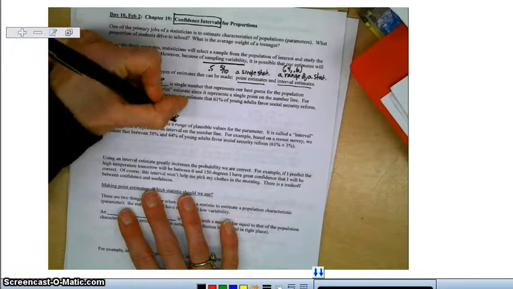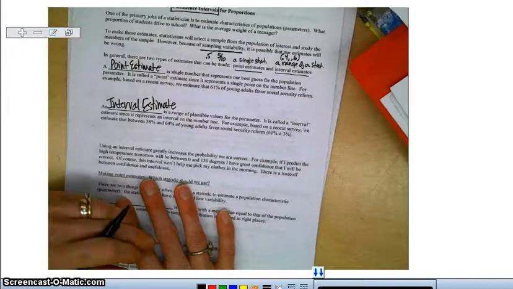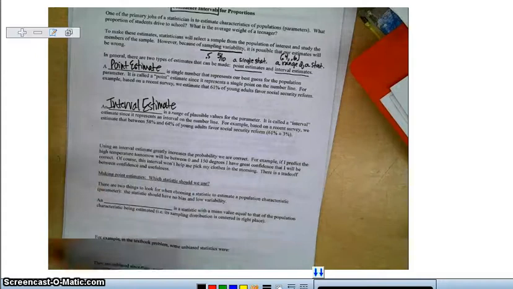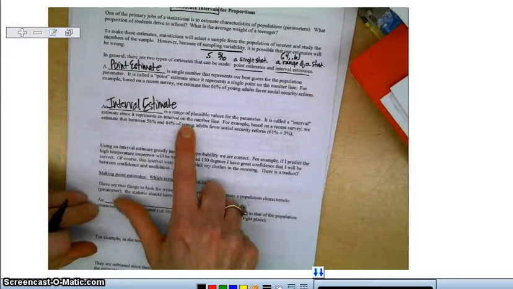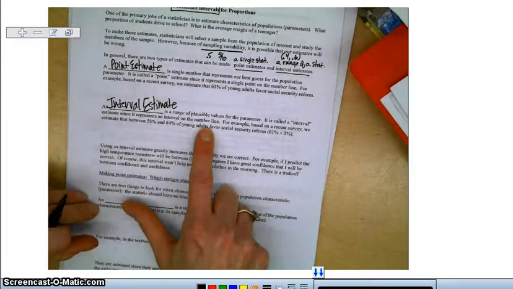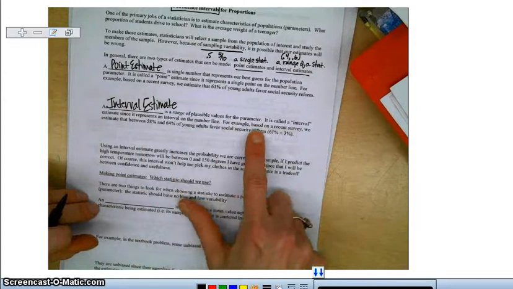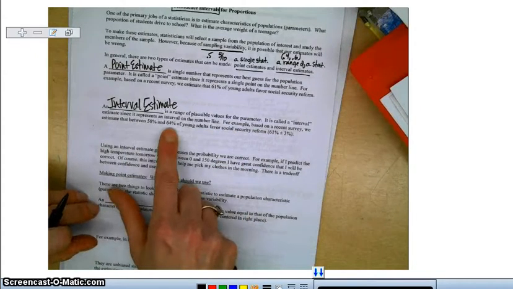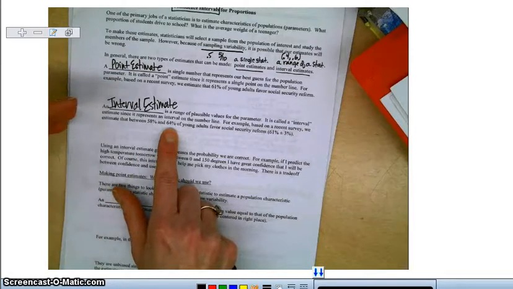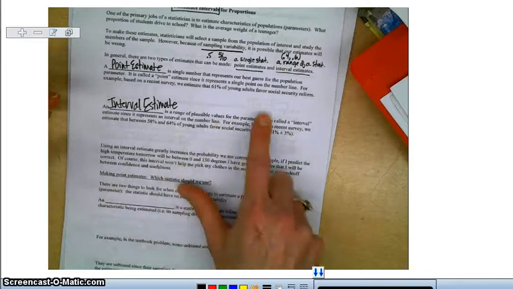An interval estimate is a range of plausible values for the parameter. Instead of just saying a single number, we give it a range. It is called an interval estimate since it represents an interval on the number line. For example, based on a recent survey, we estimate that between 58 and 64% of young adults favor Social Security reform. They're usually more confident in saying a statement like that range rather than the 61% before.